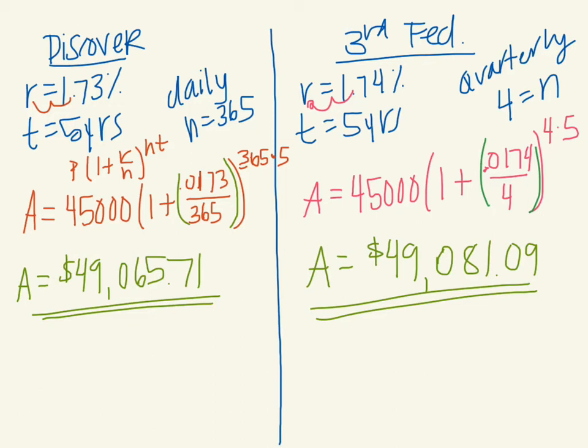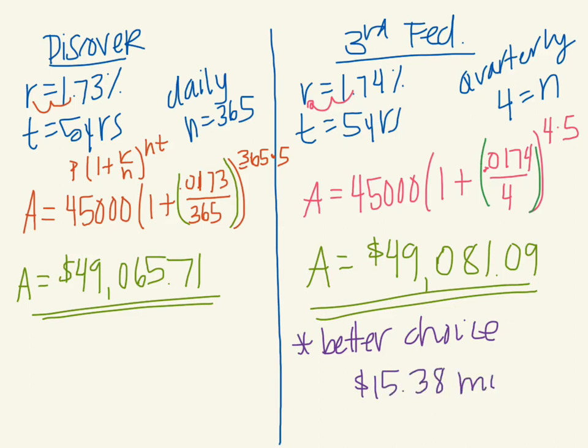So not a huge difference, but in this case, it looks like the better interest rate was what set the Third Federal apart, even though it didn't compound as often. So this is the better choice, because you're going to make $15.38 more. In another video, we'll do the last two examples on the notes, so you can see how those work.